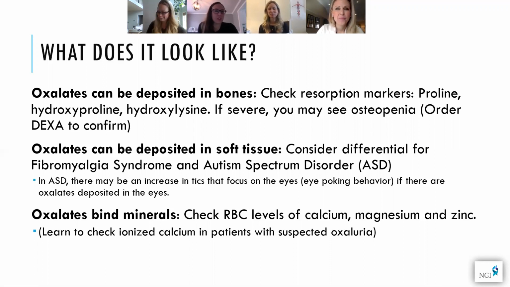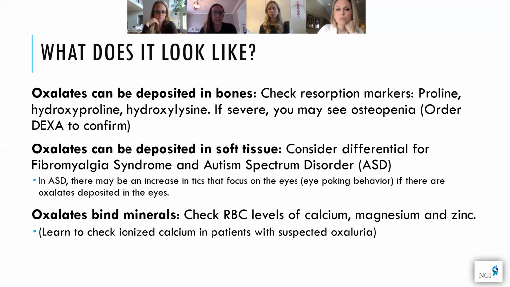As I mentioned before, depending upon the person, oxalate crystals may be deposited in many different tissues or organ systems within the body. They can be deposited in the bones, so you want to make sure that you're checking your resorption markers such as proline, hydroxyproline, and hydroxylysine. And if this has been going on for a long period of time, if they have been consuming a ton of oxalates for a long time and have the genetic propensity for hyperoxaluria, you may even want to check their bone density because they could have signs of osteopenia or even osteoporosis. So it can certainly leach minerals from the bones.